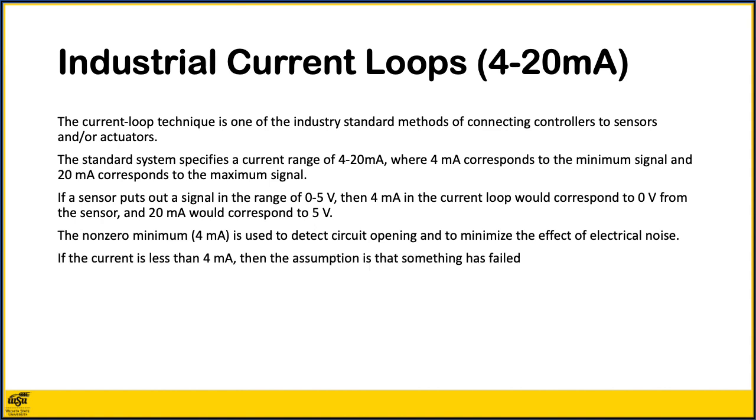If the current is less than 4 milliamps, then the assumption is that something has failed, possibly a wire break. Transmitters and receivers in the range 4 to 20 milliamps are available in IC form. And most analog transducers will have a 4 to 20 milliamp signal.